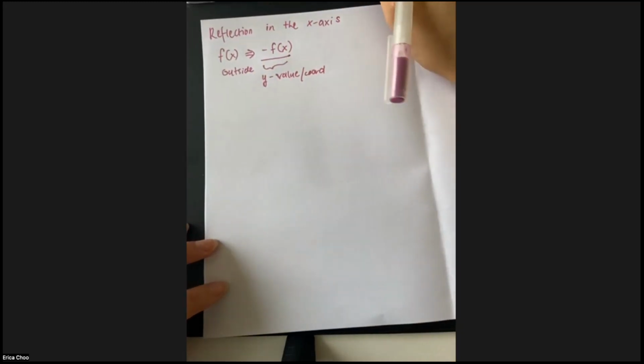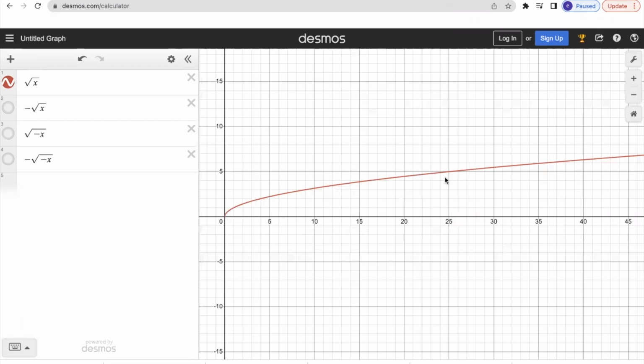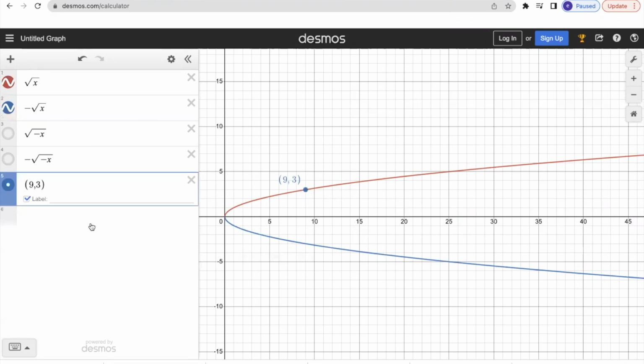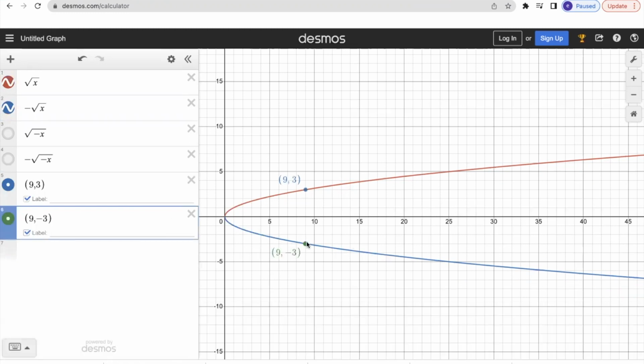And I will show you guys this in action. This is my original function. Let's just call this f of x. It doesn't matter what the actual equation is. If I were to reflect it in the x-axis, the x-axis is over here, right? All I'm doing is pretending like there's a mirror and flipping it across here. So it will give you something that looks like this. For instance, this coordinate here, if I were to reflect it, what it becomes is (9, -3), okay? And you can see that it's the y value changing when I reflect it in the x-axis.